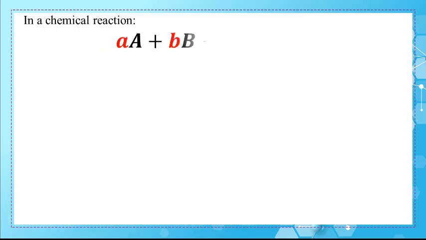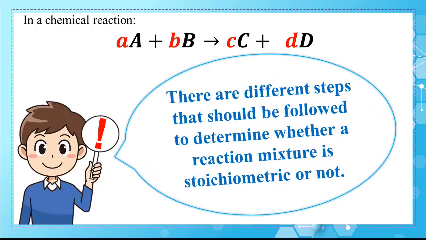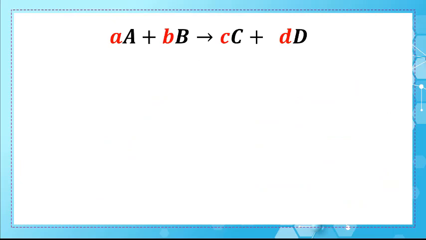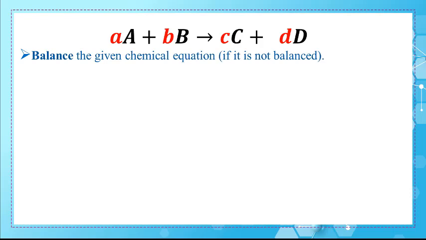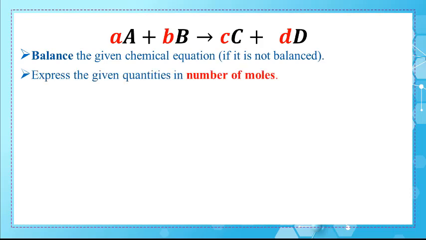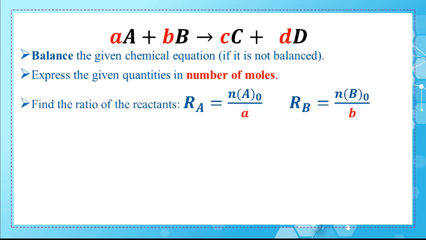In a chemical reaction, there are different steps that should be followed to determine whether a reaction mixture is stoichiometric or not. The steps are: balance the given chemical equation if it is not balanced, express the given quantities in number of moles, find the ratios of the reactants. The ratio of A is equal to the initial number of moles of A over the coefficient of A. The ratio of B is equal to the initial number of moles of B over the coefficient of B. Compare the ratios of the reactants.